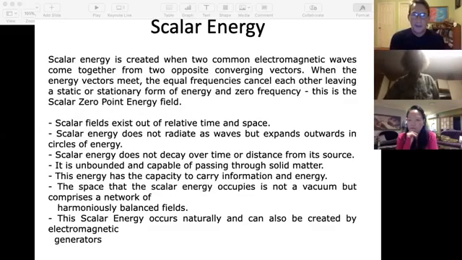And so we can generate these scalar waves ourselves within our own body, within our own heart and mind, and we can project those scalar waves out, and we can access higher dimensions of consciousness, and we can then be energized by bringing those higher dimensional energies back into the physical.